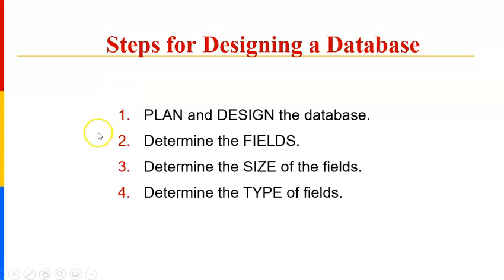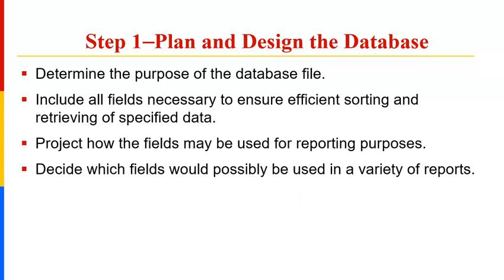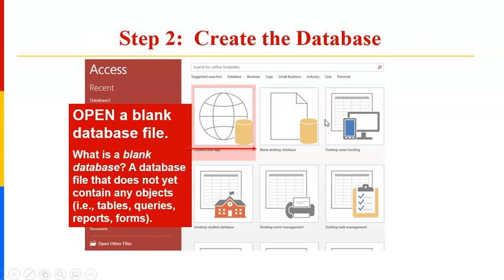So the steps for designing a database: plan and design. It's really important that we think ahead. What do we need to have? What are we looking for as an end result? And then start with that in mind before we even create it. So we have to plan and then design it: determine the fields, determine the size of the fields, and determine the type. The purpose of the database is the plan and design step. Include all fields necessary to ensure efficient sorting.